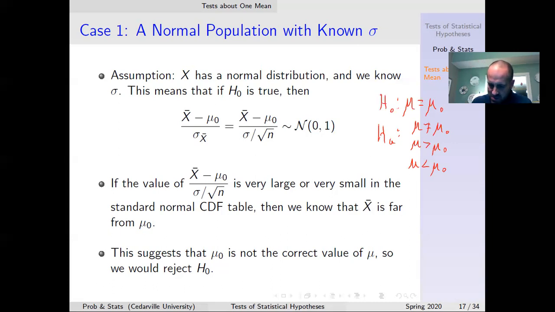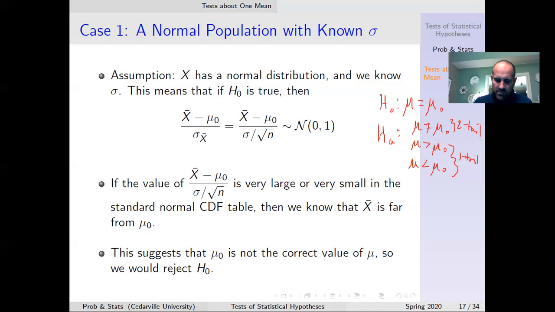These two situations right here are one-tailed tests. Okay, they're almost like one-sided confidence interval situations. And this one right here is a two-tailed test. Okay, you're going to be willing to reject the null if you get too outlandish in either direction.